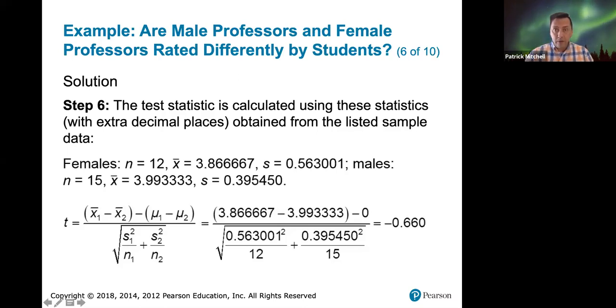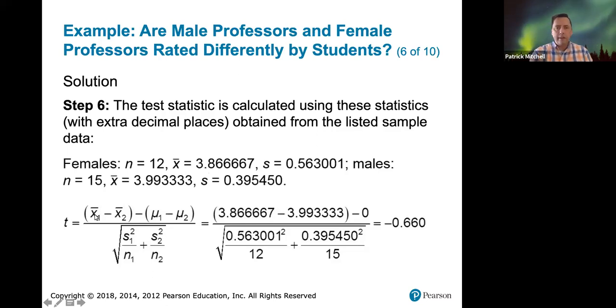This is definitely something that you should try right now. Hopefully you have your calculator handy. If not, pause the video and grab your calculator, because you can see this is a pretty complicated formula. So I just want to make sure that you are putting it into the calculator correctly. It doesn't matter which sample you call number 1 and which one you call number 2, as long as you are consistent, all right? So they're using number 1 for females and number 2 for males.